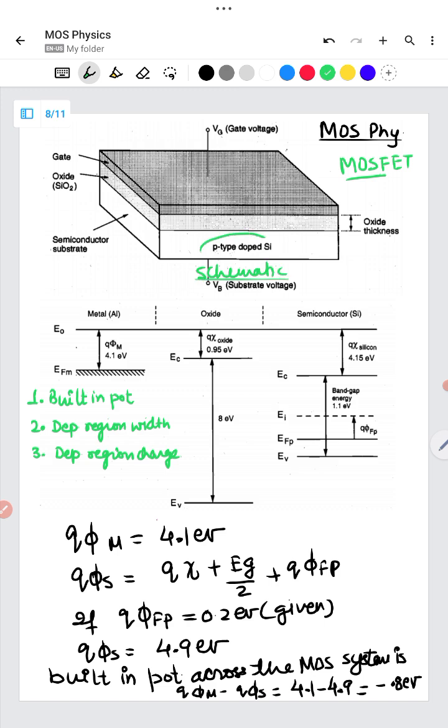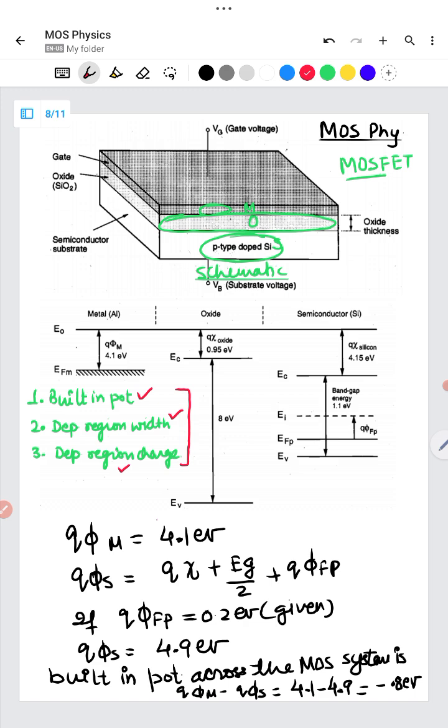We have a p-type semiconductor wafer, then we have an oxide layer, and then we have a metal layer. So this forms basically MOS: metal, oxide and semiconductor. Whenever we are understanding any junction physics, I already told you in the previous lecture that we need to understand the built-in potential, the depletion region width, and the depletion region charge. So in this lecture we are going to understand these three concepts as far as the MOS is concerned.